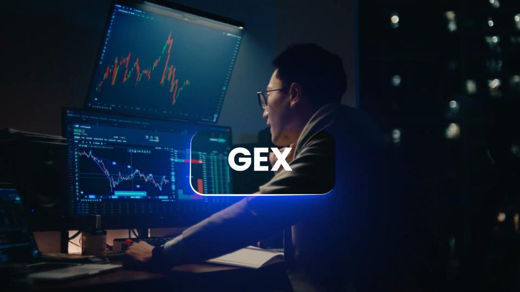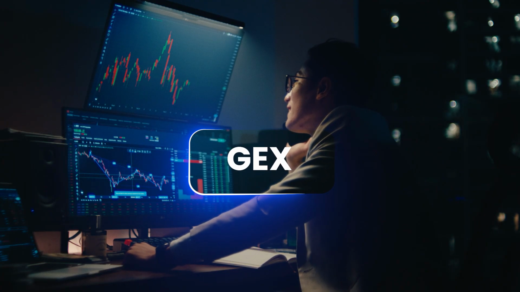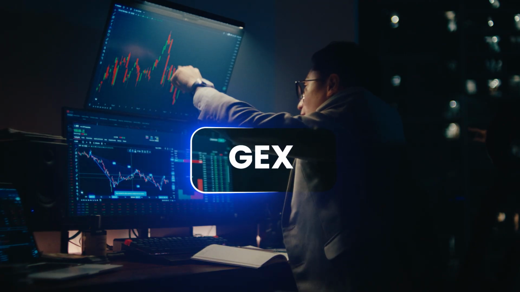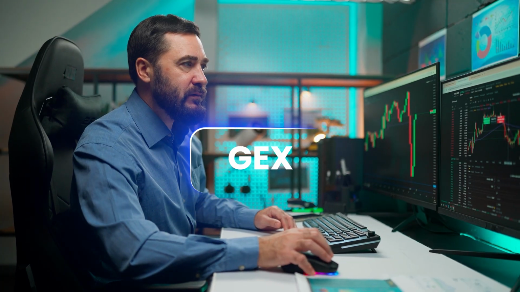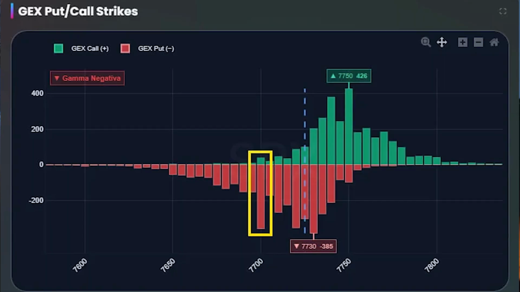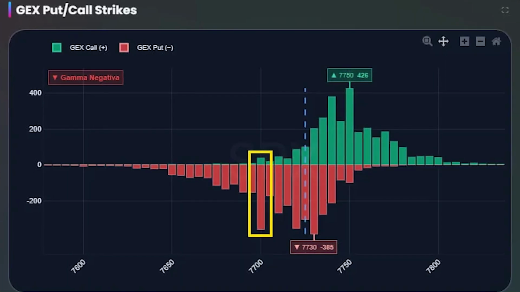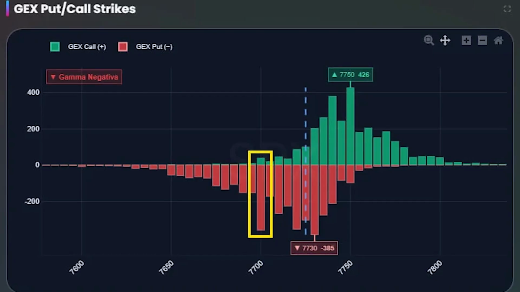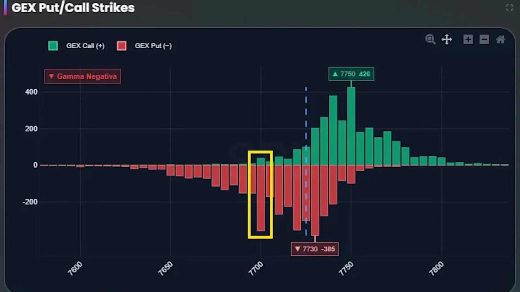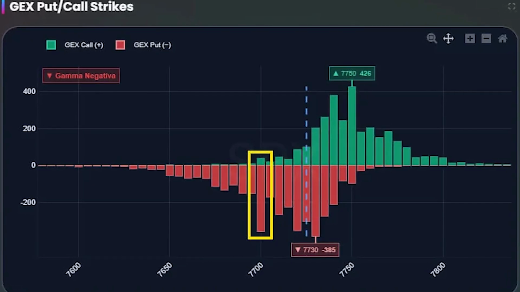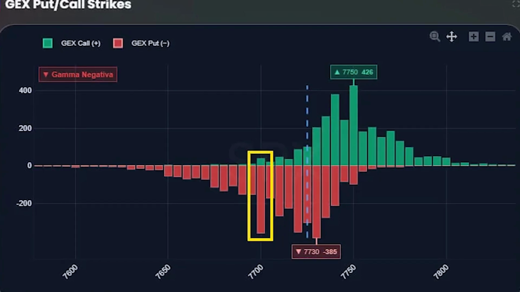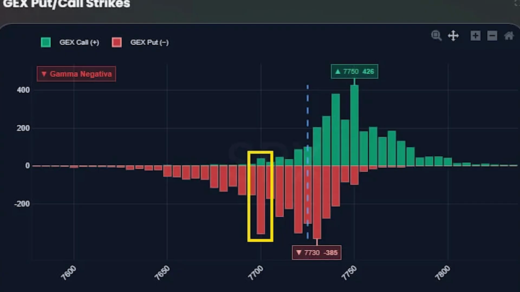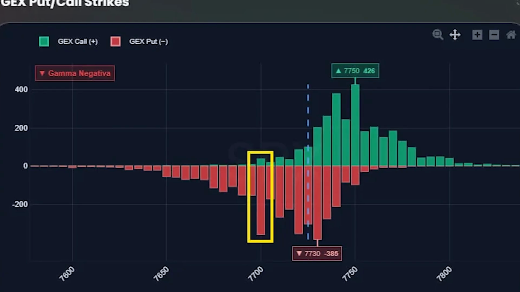This is where GEX becomes useful for me. And I want to make something very clear. GEX is not a magic indicator that tells you exactly where SPX is going. I don't use it that way. I use GEX as additional market context. I'm looking at where important gamma concentrations are located. I'm looking at where liquidity may cluster. I'm looking at how positioning changes around important strikes. And I'm looking at whether those areas agree with the broader market structure.